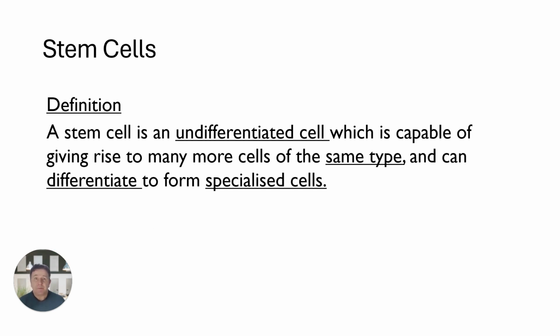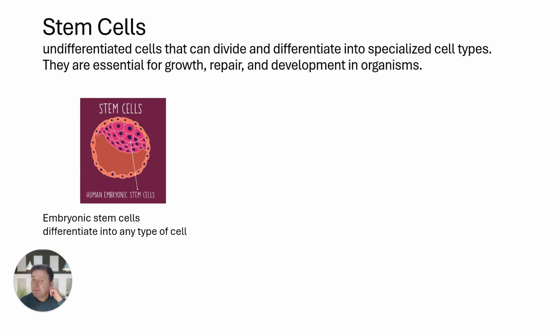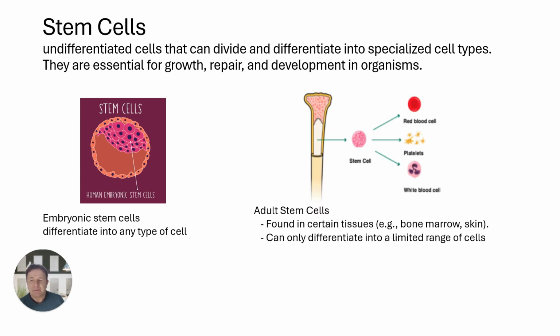Stem cells. So you need to know a stem cell is an undifferentiated cell which is capable of giving rise to many more stem cells of the same type, but also differentiate to form specialized cells. So you need to know there are 2 types. There are embryonic stem cells and there are adult stem cells. Embryonic ones can differentiate into any type of cell. Adult stem cells, you only find them in certain tissues, and they can only differentiate into a limited range of cells.